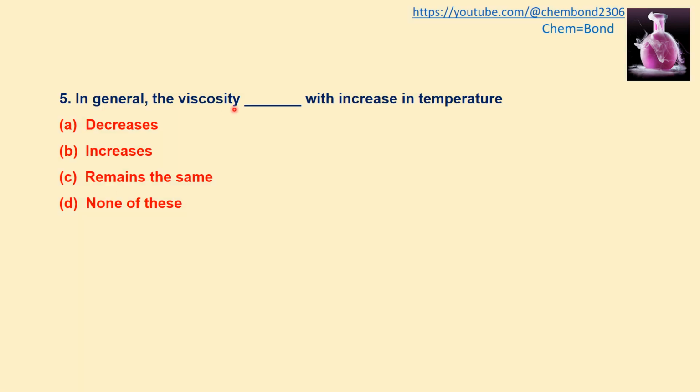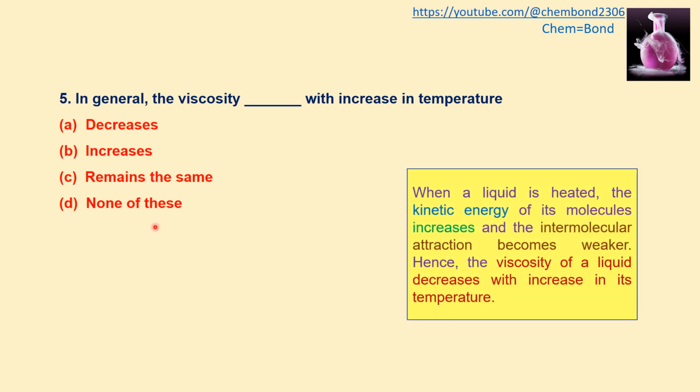In general, the viscosity dash with increase in temperature: decreases, increases, remains the same, or none of the above? When the liquid is heated, the kinetic energy of the molecules increases and the intermolecular forces become weaker. The viscosity of a liquid has a direct relationship with intermolecular forces. So with increase in temperature, the intermolecular forces decrease, which decreases the viscosity.